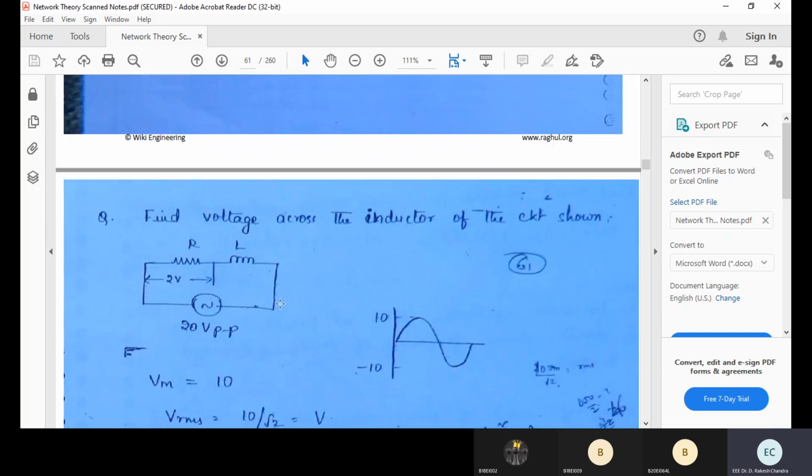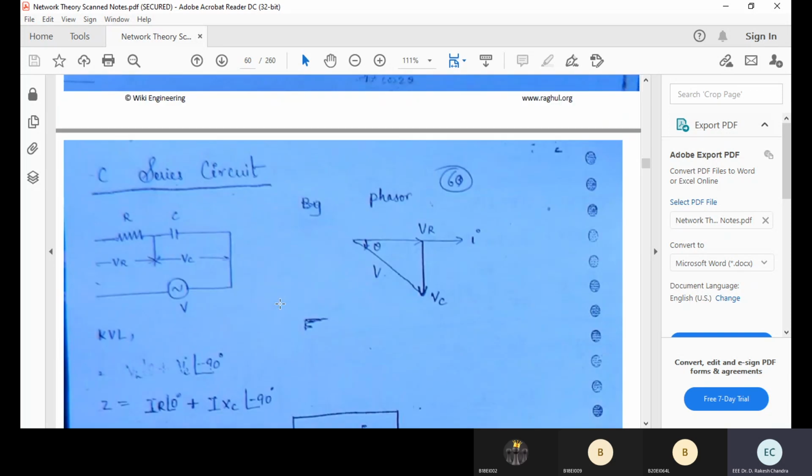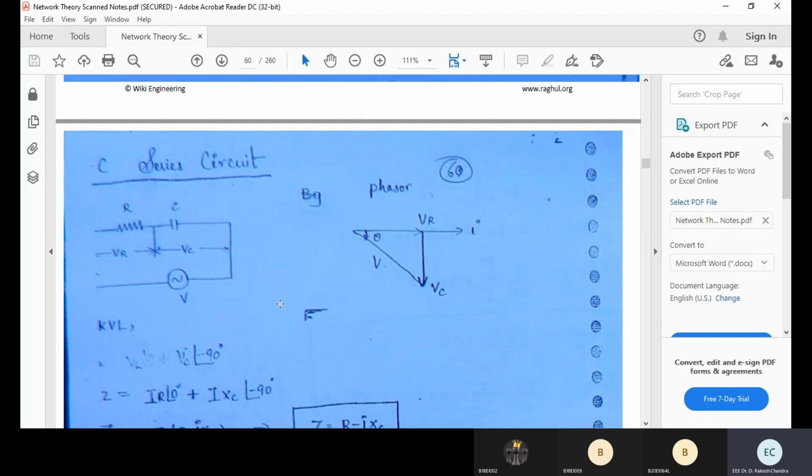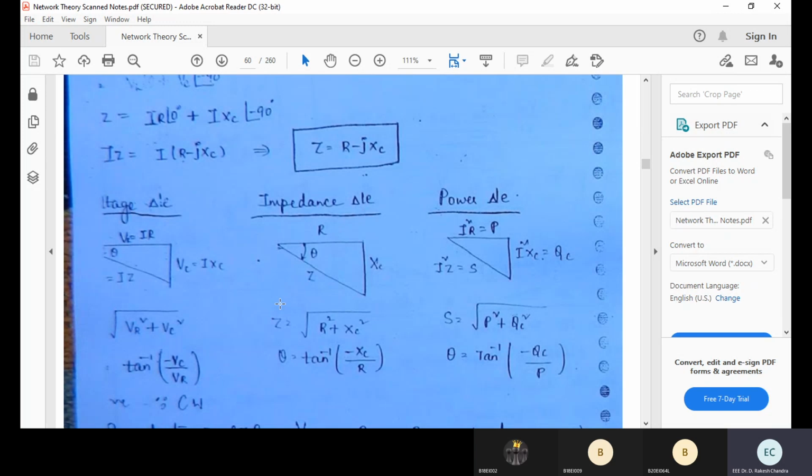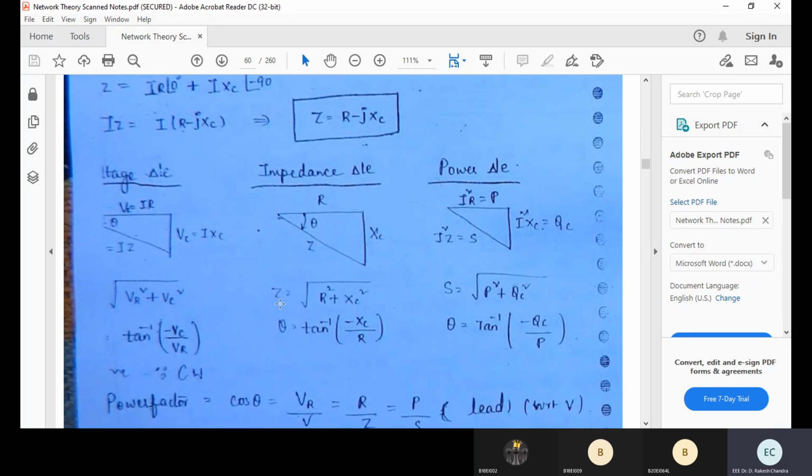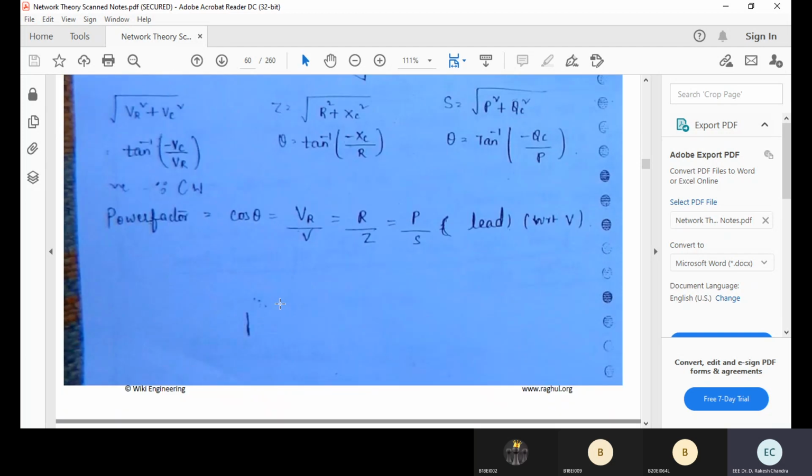And next one is the RC circuit. What is your RC circuit? It has an impedance of Z is equal to R minus jXC. This is exactly converse to your RL circuit. The susceptance of a capacitor is negative, so it is R minus jXC. What is your theta? Theta is equal to tan inverse of minus XC by R. Similar to that, you have your voltage triangle, impedance triangle and power triangle. Your power factor cos theta is equal to R by Z, the cosine of the angle between voltage and current.